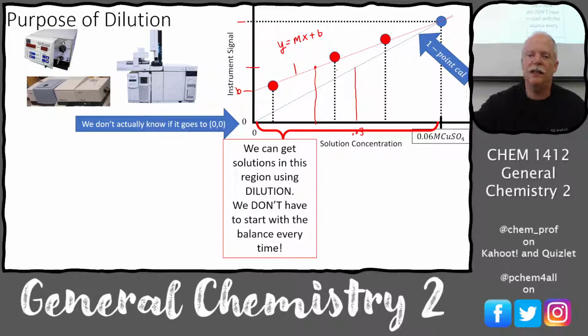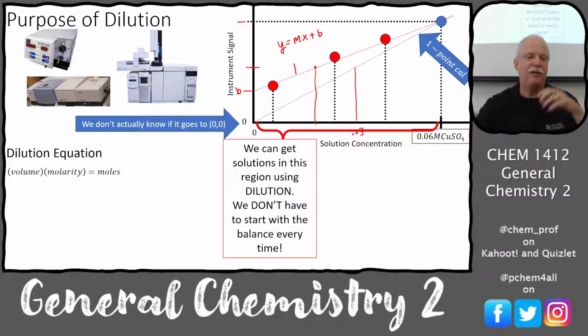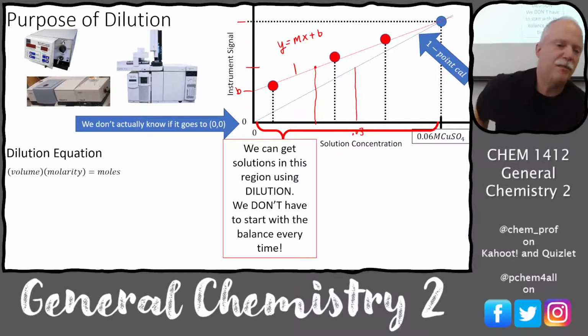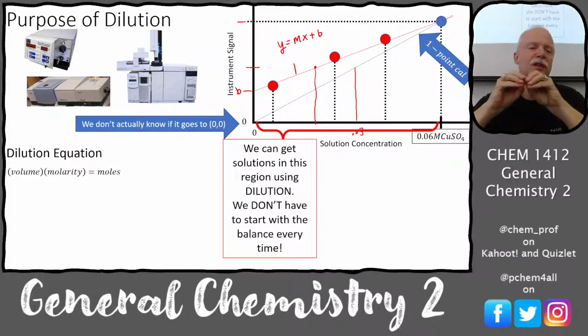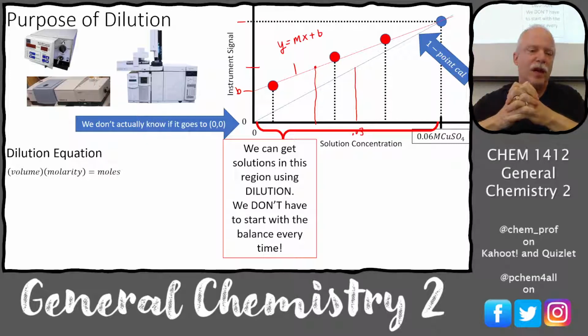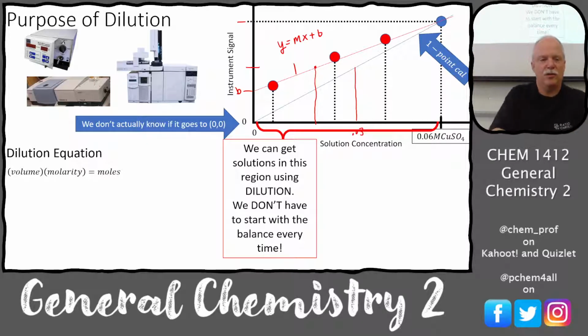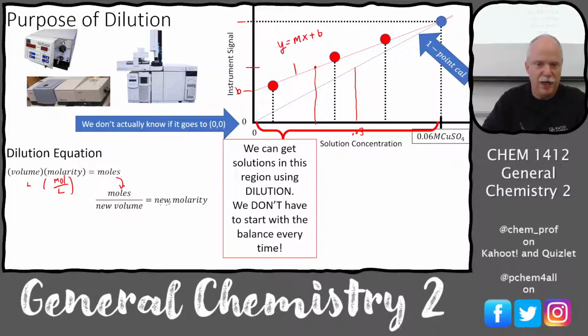So let's work on getting these other concentrations. This is the dilution equation. If I take a volume of a concentrated substance, so I've got a certain molarity, if I take a volume of that molarity and I multiply those, then I end up with the number of moles, right? Volume times moles over volume. So this is say liters, and this is moles per liter, then I get moles. If I take those moles and put them in a new volume, then I get a new molarity. And that's the whole point of dilution.